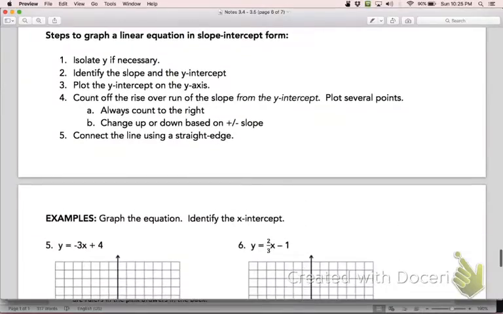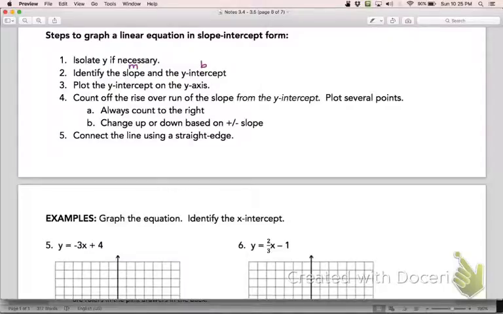So here are the steps to graph a linear equation when it is in slope-intercept form. The first thing that we want to do is isolate the y if necessary. That would be if it's not already in slope-intercept form, if y is not by itself, then we need to rearrange it so we can figure out what m and b are. Now, number two, we want to then identify the slope. Now remember, the slope is m, and we want to identify the y-intercept, and the y-intercept is b.